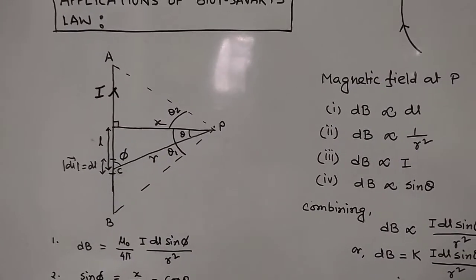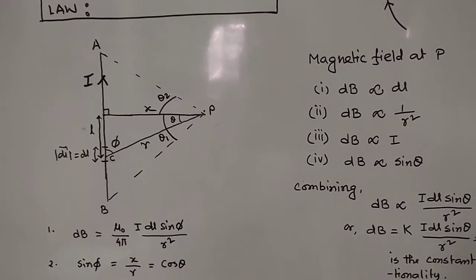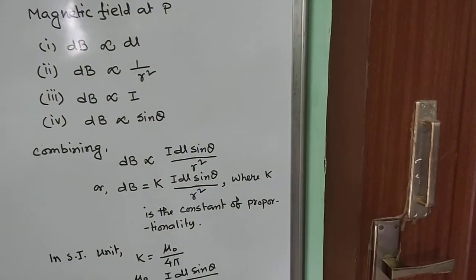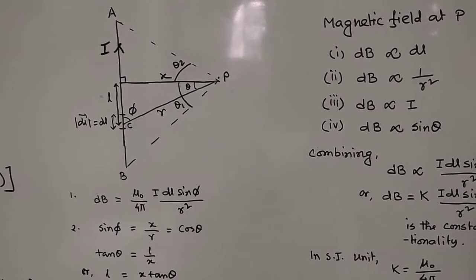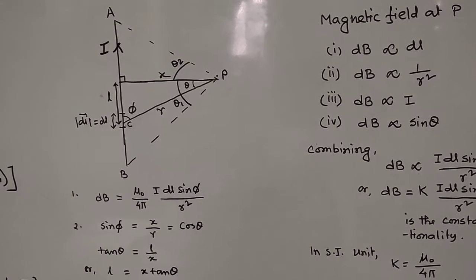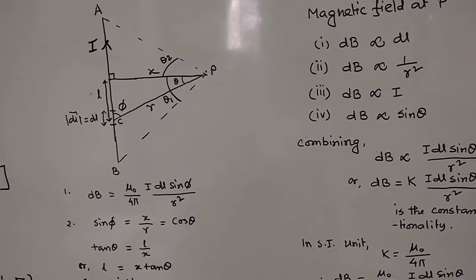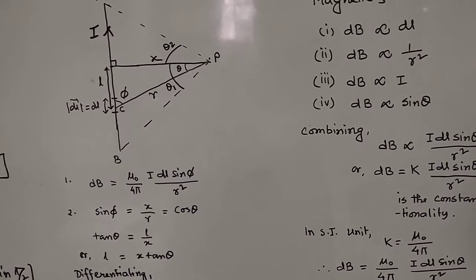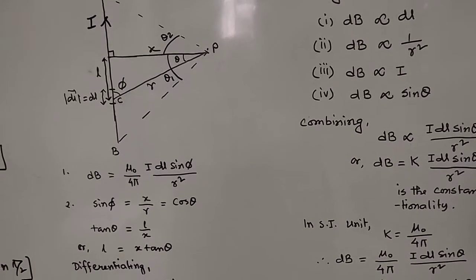Now, as per the Biot-Savart law, the magnetic field at P due to the element is nothing but mu naught by 4 pi I dl sin phi by R square. Now, simple mathematics we have to apply. So sin phi is your perpendicular by hypotenuse, that is x by r. And if we define cos theta, that is base by hypotenuse, that is also x by r. So sin phi equal to x by r equal to cos theta. And tan theta is perpendicular by base, that is L by x. So L equals x tan theta.